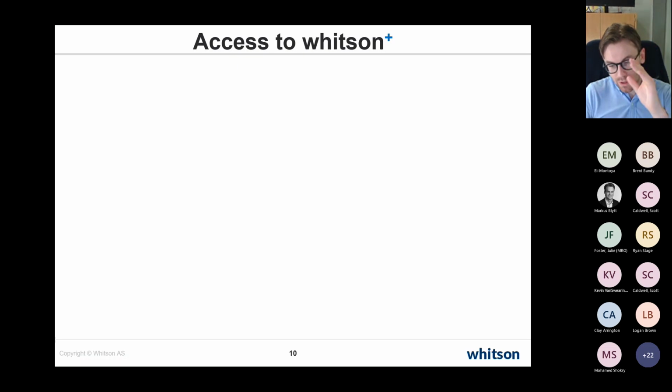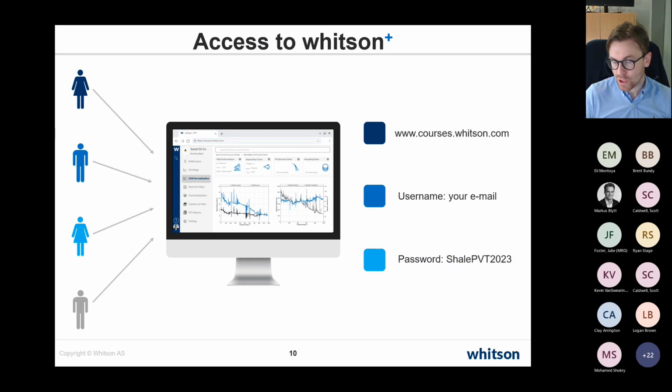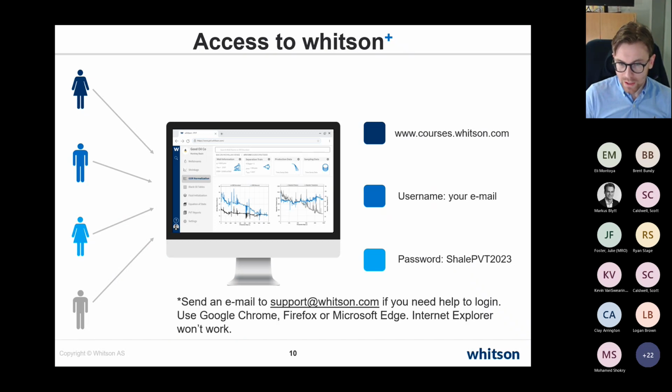When it comes to the software, I mentioned this quickly already, but the software can be accessed at courses.whitson.com, and you'll just put in your email, and the password should be ShalePVT 2023. Okay, that's how to access the tool. If you have any issues with logging in, or any issues at all, actually, you can always send an email to support@whitson.com.